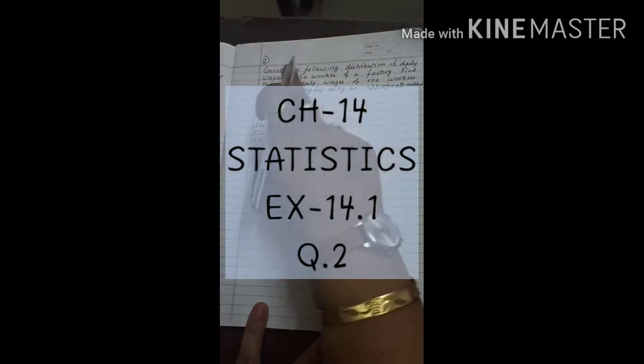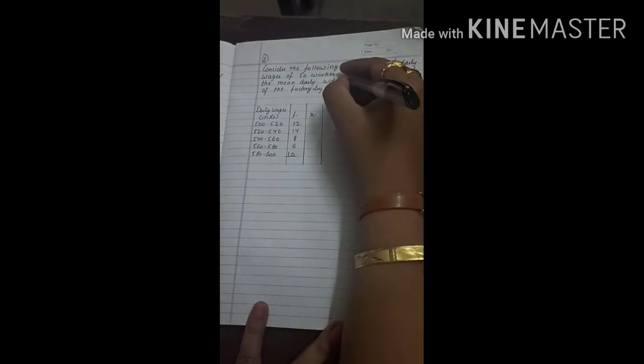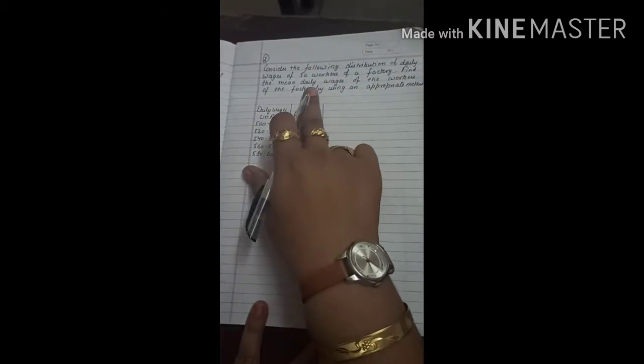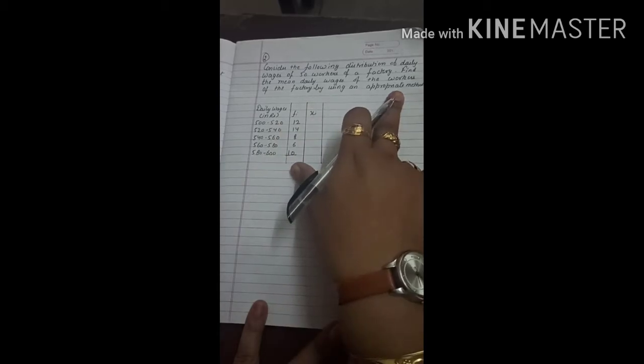So what is given in the question? Consider the following distribution of daily wages of 50 workers of a factory. Find the mean daily wages of the workers of the factory by using an appropriate method.